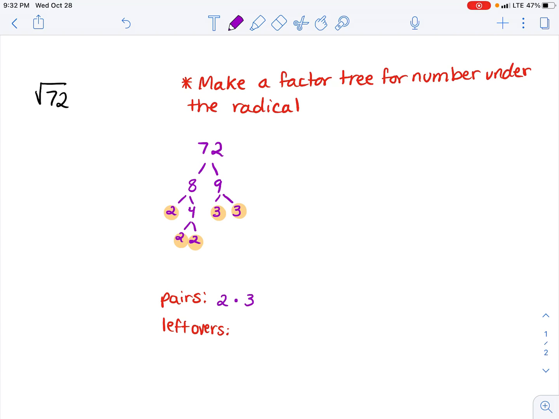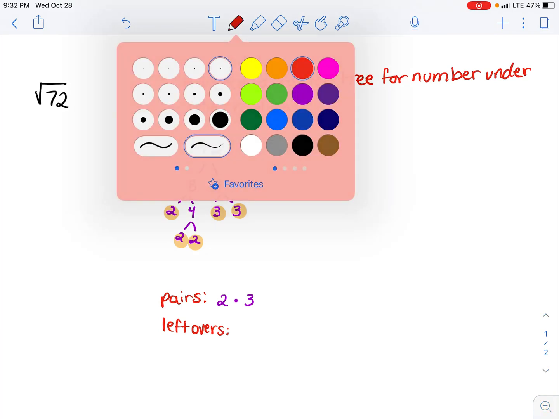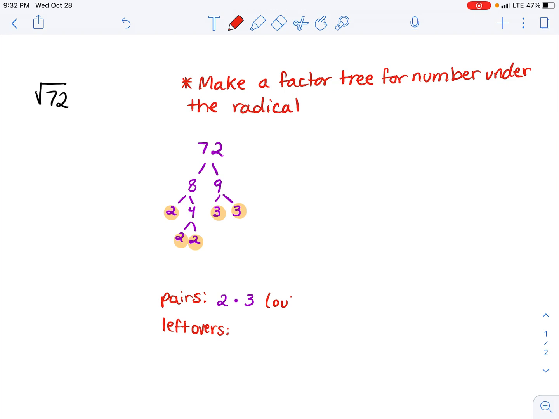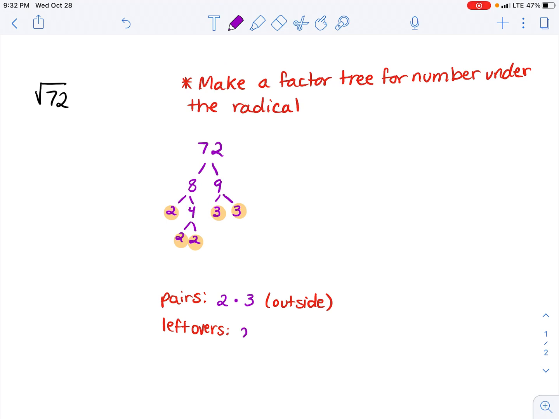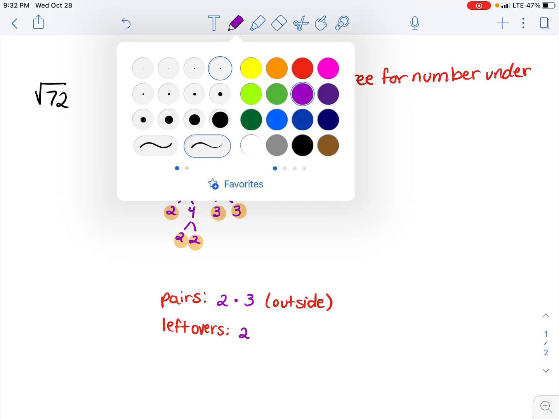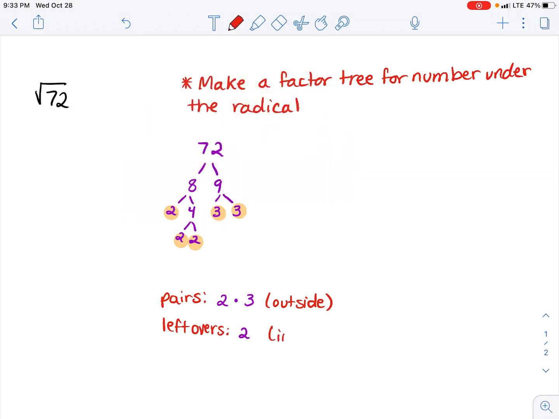So I have a pair of 2s, so I write down a 2. I have a pair of 3s, so I write down a 3, and then I'm just multiplying them together. And so you want to remember that this is what goes on the outside of the radical, and then what's left over is what goes on the inside. And so I just have one 2 left over, and so this is going to go on the inside.